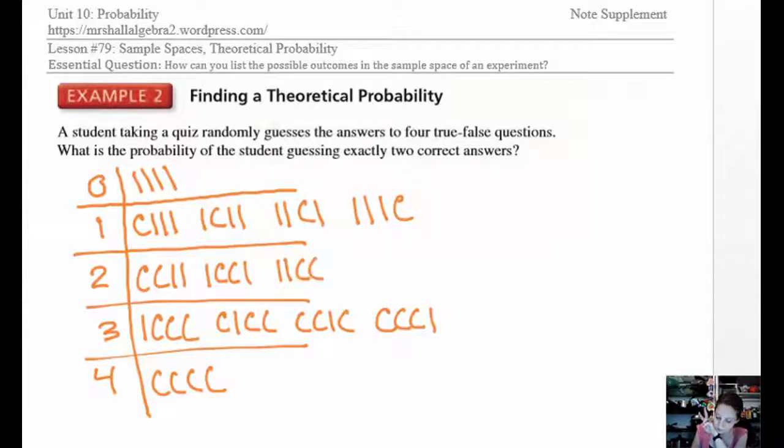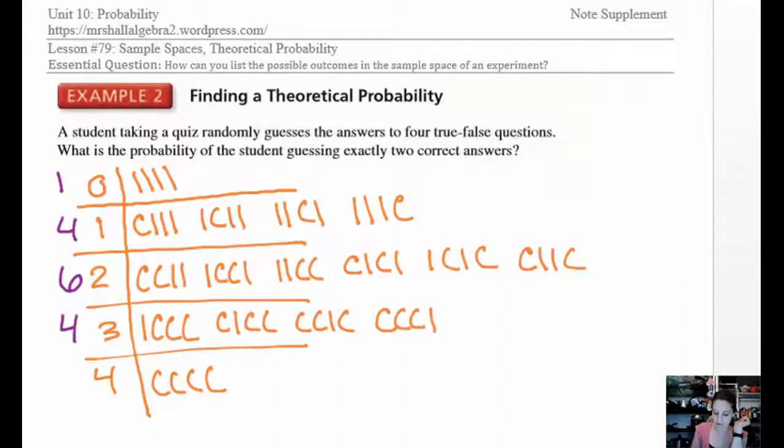Now we're going to put 1 space between them. So they could start at the front and have a space between, or they could start one end and have a space between. And what if they had 2 spaces between them? That would be C, I, I, C. And are there any combinations I'm missing? They can't have 3 spaces. No, so I've got them all covered. We put the total number of outcomes. So there's 1, 4, 6, 4, 1.